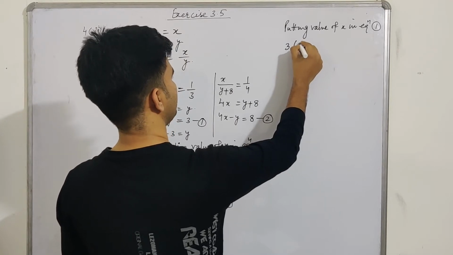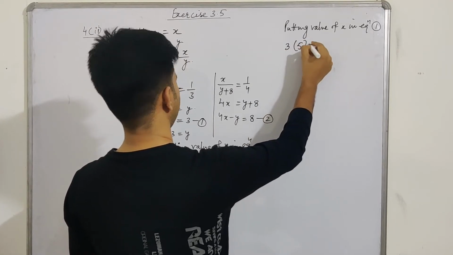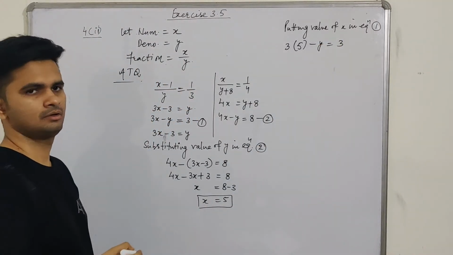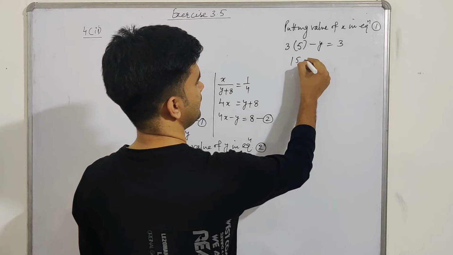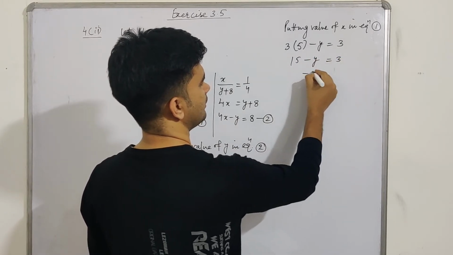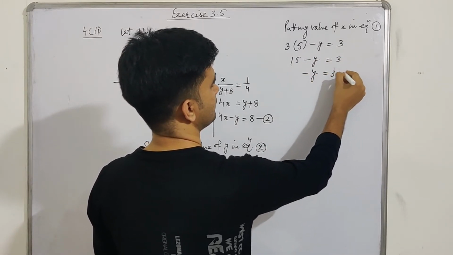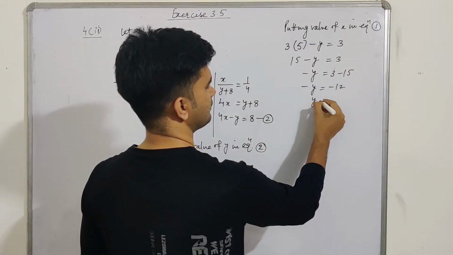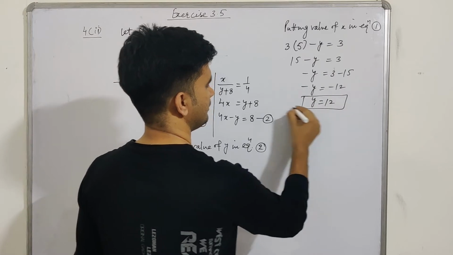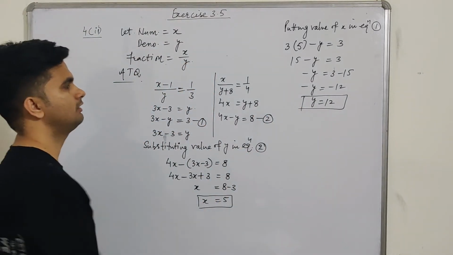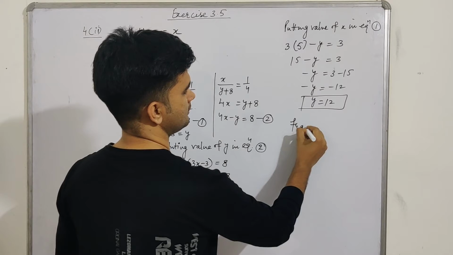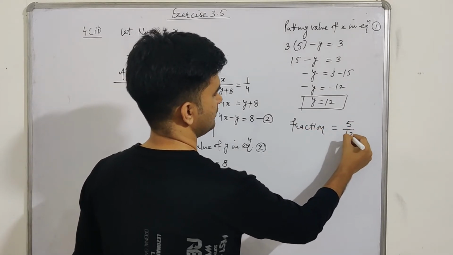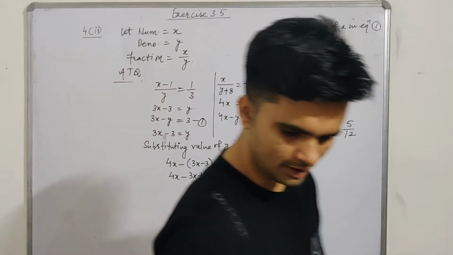3 times 5 minus y is equal to 3. 15 minus y is equal to 3. Minus y is equal to 3 minus 15. Minus y is equal to minus 12. Then y is equal to 12. So the fraction is x over y. This will be your answer.